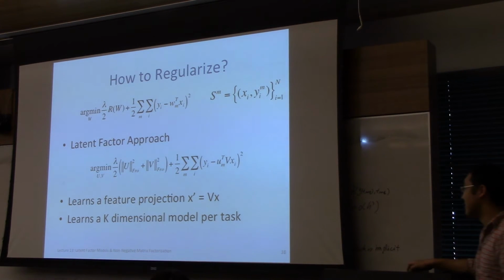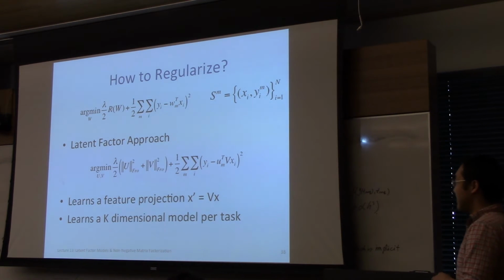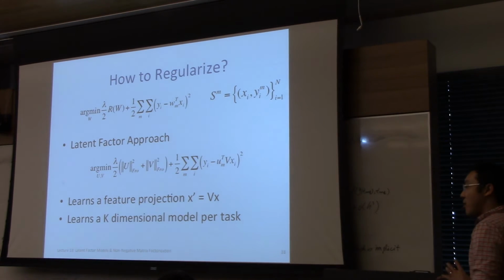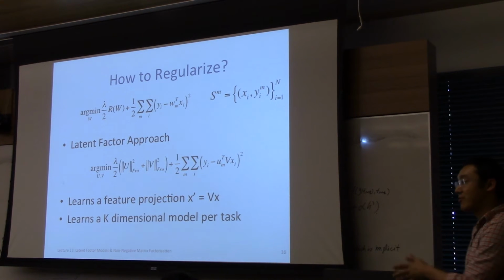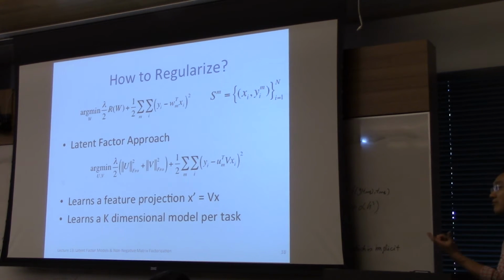Right? So what does this mean? This basically is saying we have a bunch of different tasks. We assume that the parameter vector for every task has a low-rank structure across tasks. So one way to represent that equivalently is to find a common low-rank projection of the raw input features, and then learn a low-rank model per task in this common low-rank projection of the raw input features.